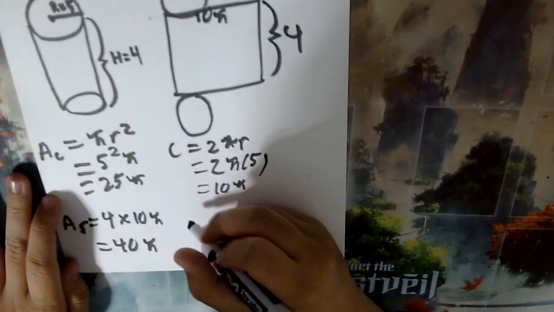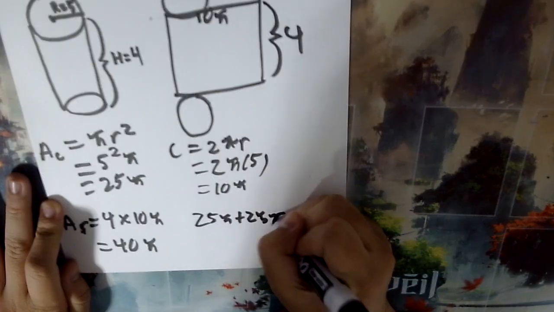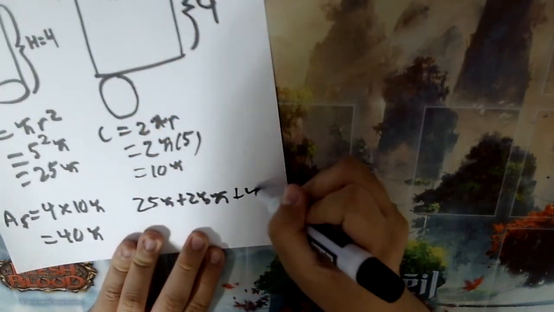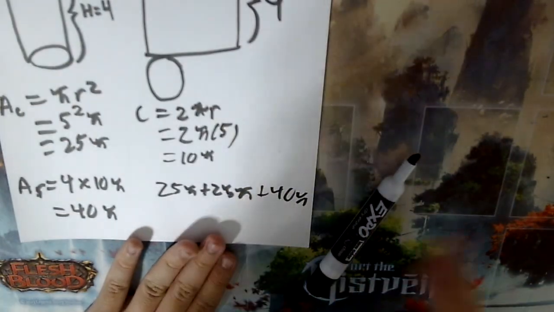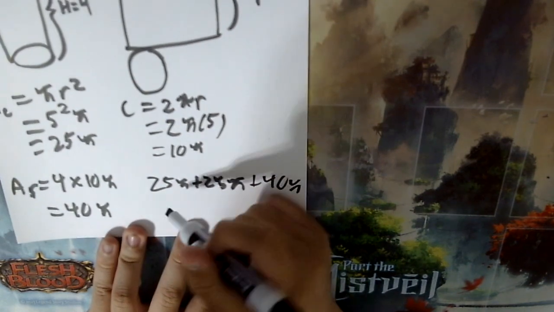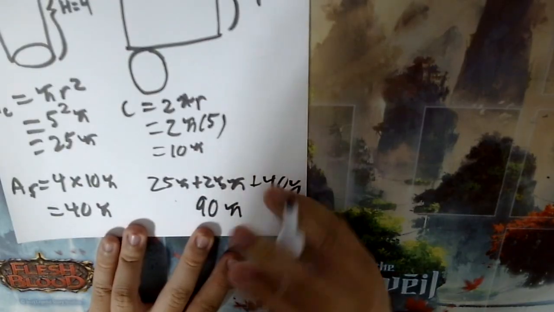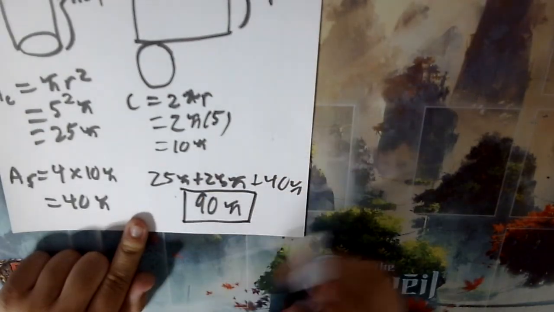So we have 2 circles, and the area is 25 pi each. So 25 pi plus 25 pi, and then we add the area of the rectangle. When you use your calculator, which I don't want to grab mine, we have 25 plus 25, that's 50, plus 40, that's 90 pi. You can multiply this out, but if you do, go ahead. But this would be your final answer for surface area.